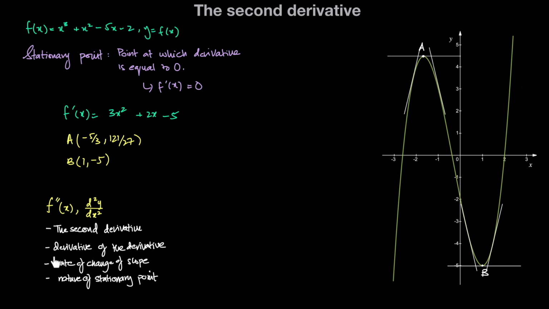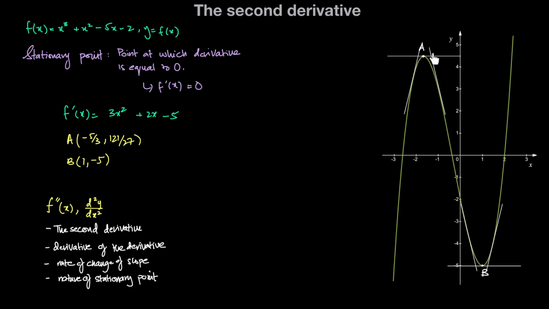The second derivative, on the other hand, tells us the rate of change of slope. What that means is it tells us what's happening to the slope itself at a given point. So if you look at the point A, what we can say is that just before the point A, the slope is positive. At the point A, the slope is 0. And then just after the point A, the slope is negative.